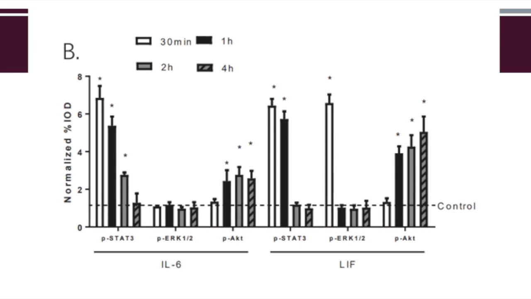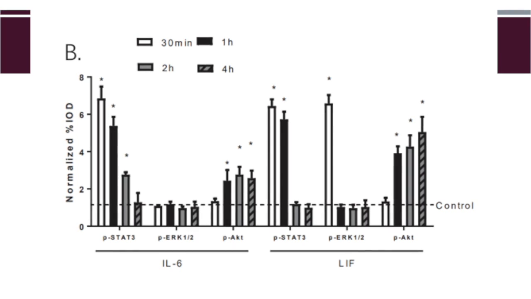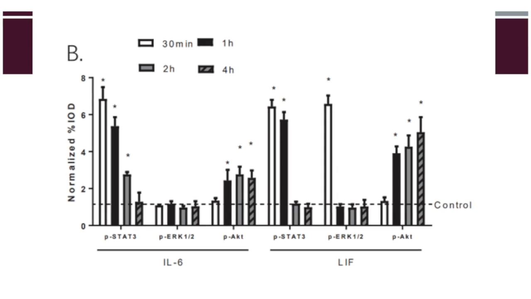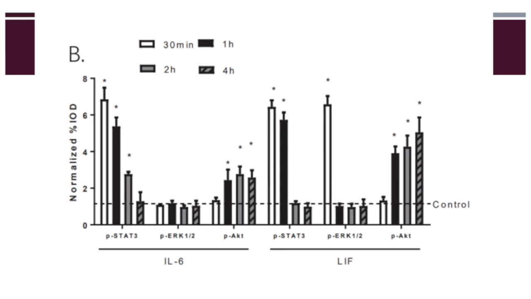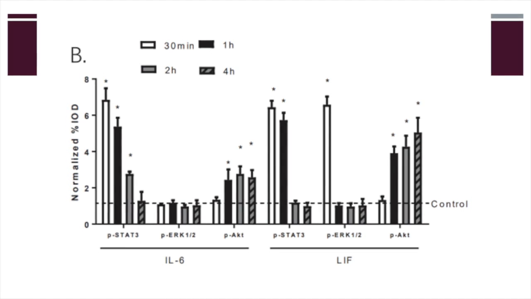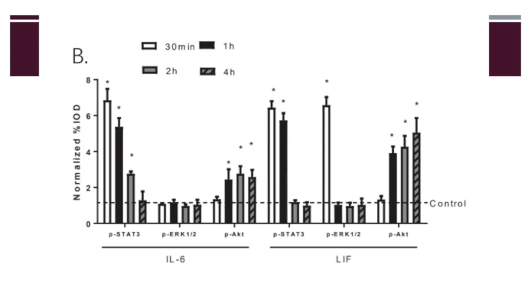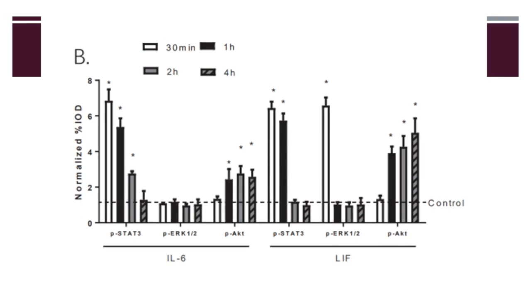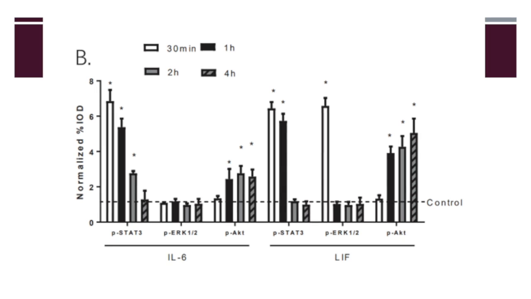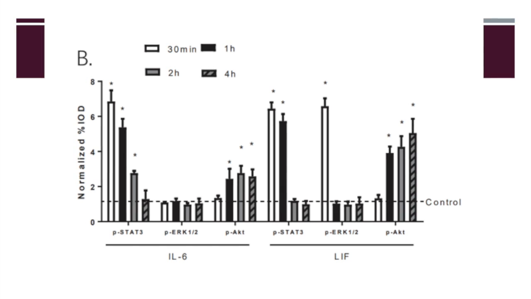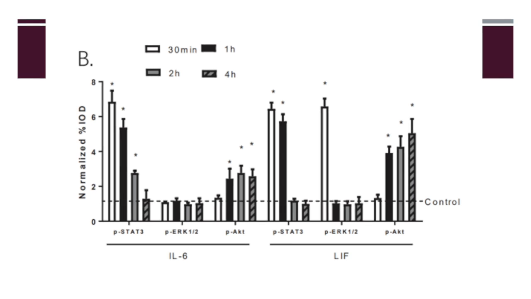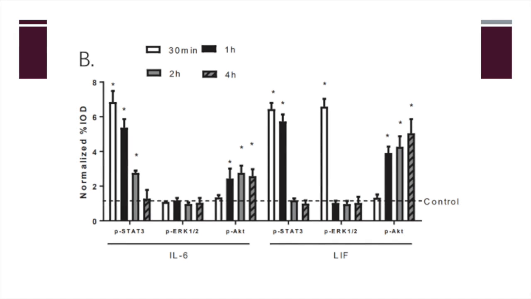The expression of pSTAT3 upon induction of IL-6 and LIF cytokines can be seen to induce expression over all time periods, with the largest percent intensity of optical density being at 30 minutes and decreasing steadily for IL-6. The optical density decreases more rapidly for LIF, with the optical density dropping drastically at 2 hours.